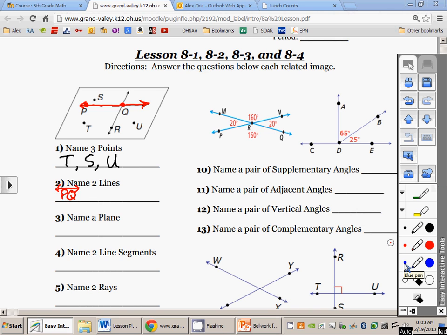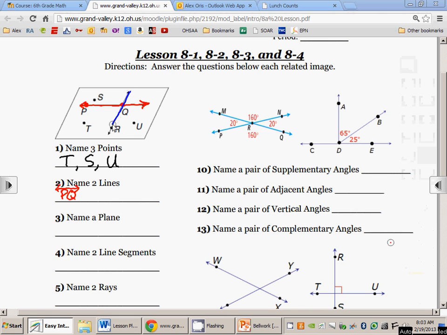There's one more line up there. It's different. Alex? RQ. Very good. Alex said RQ. Was anybody thinking QR? Because my question would be, is there a difference between RQ and QR? No. Okay, here is R to Q and here is Q to R. And we're talking about the same line, no matter which way we write it.